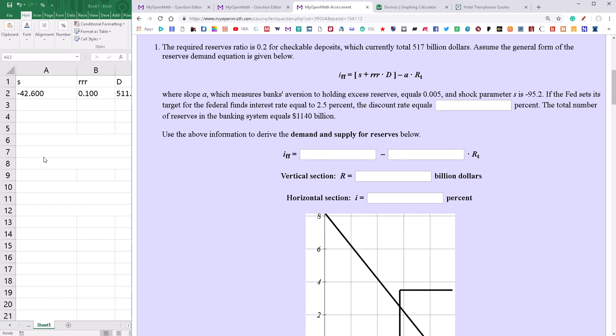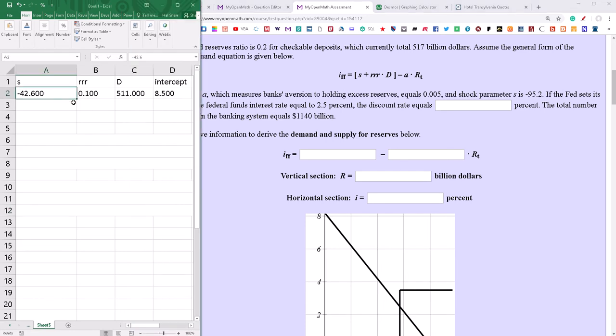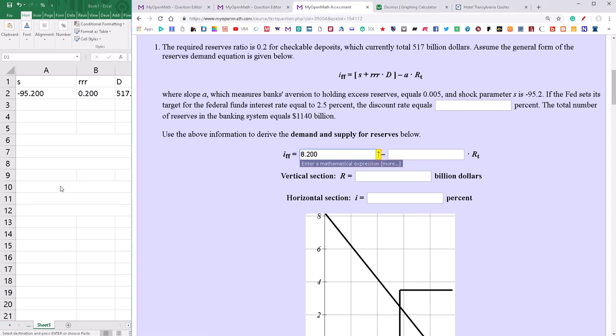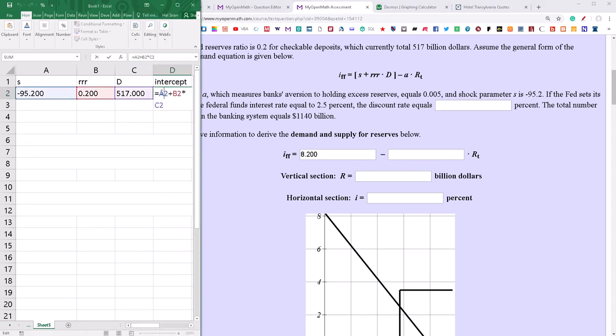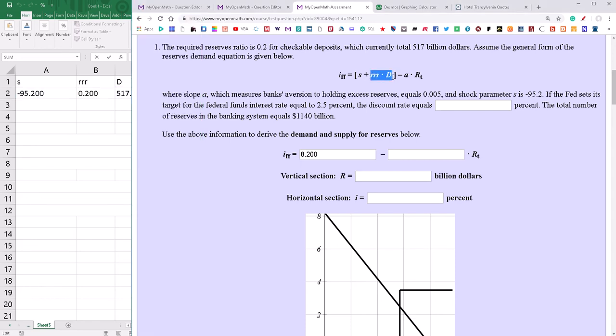Okay? So again, we're going to start off with making our demand curve. And here the shock parameter is a negative 95.2. The required reserves ratio is 20%. Demand deposits are 517 billion. So the intercept of our demand equation is 8.20. Remember, it's the sum of the shock parameter and required reserves. So required reserves added to the shock parameter. In this particular case, it's 8.2. Okay, so that's the intercept of demand. The slope of demand is 0.0005.